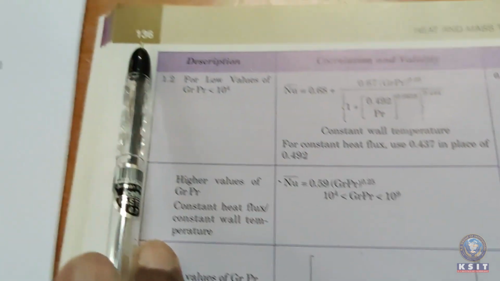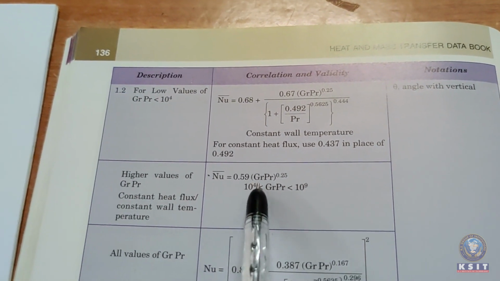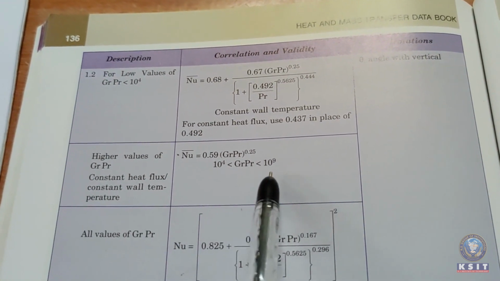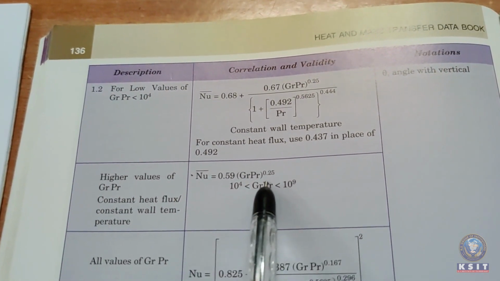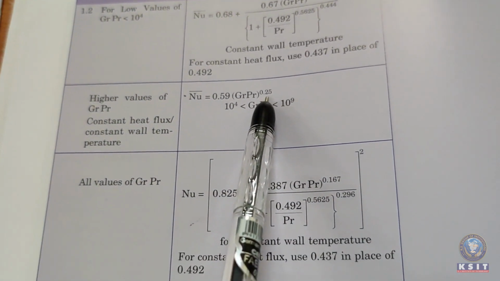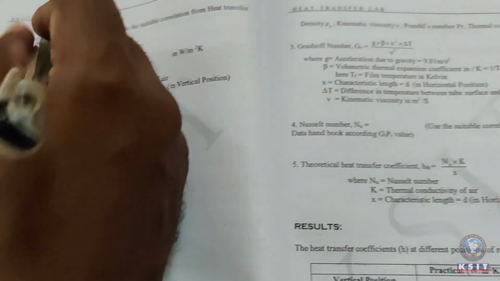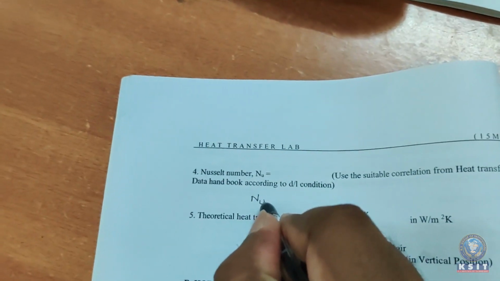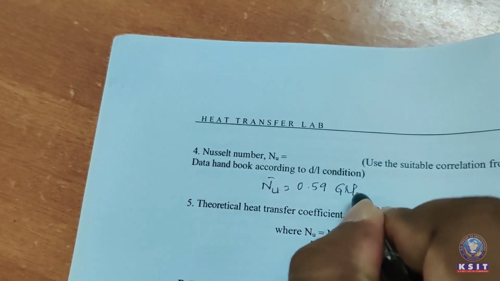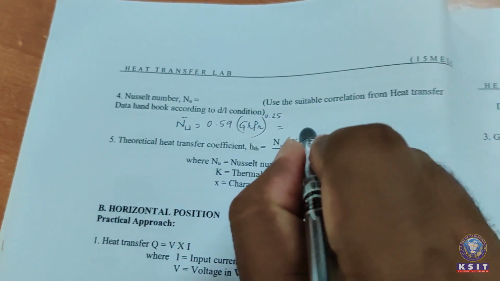And on page number 136, we will definitely use this. Nusselt number is 0.59 GrPr to the power of 0.25. Please check whether the GrPr will be fitting into this range. So use this correlation. Nu is 0.59 GrPr to the power of 0.25. Come back to the manual. Substitute the values for that equation, Nu bar equals 0.59 GrPr to the power of 0.25. Substitute the values of GrPr and you will get a Nusselt number value.